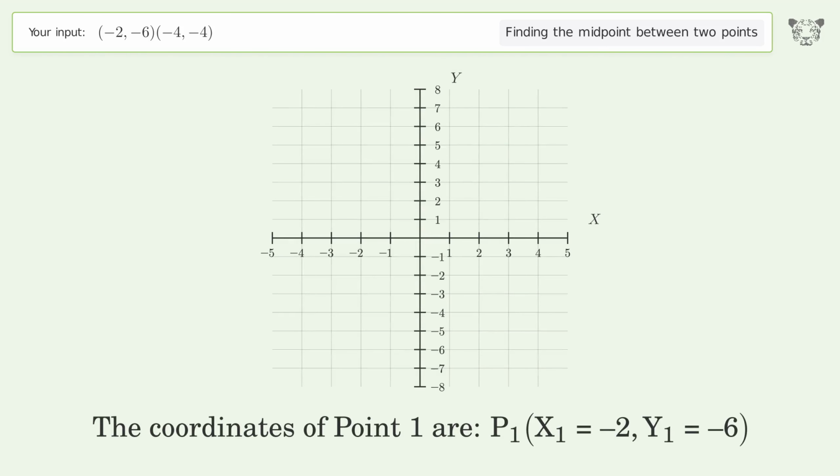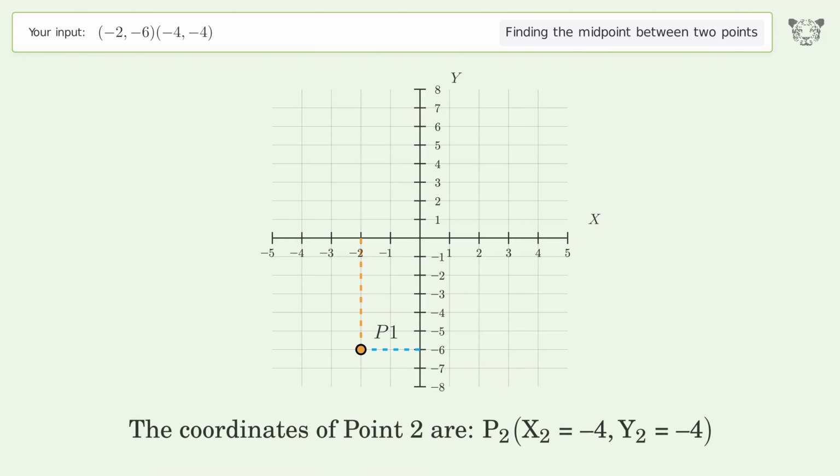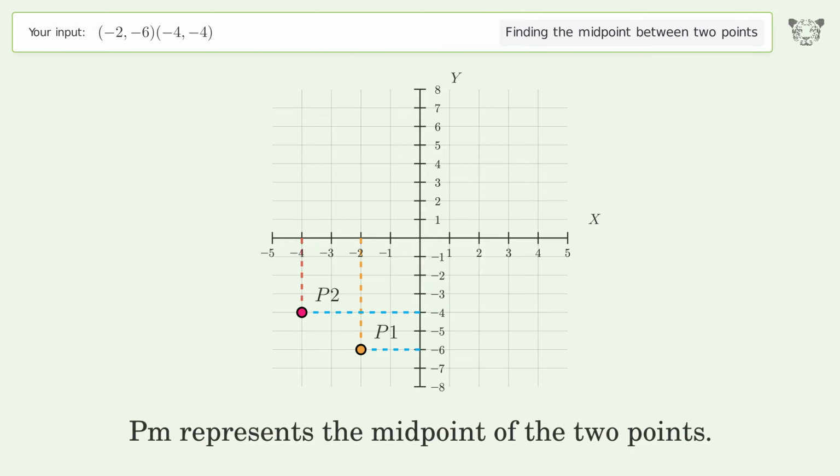The coordinates of point 1 are x1 equals -2, y1 equals -6. The coordinates of point 2 are x2 equals -4, y2 equals -4. PM represents the midpoint of the 2 points.